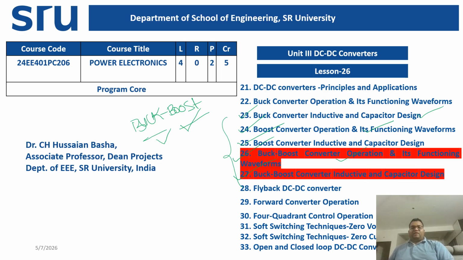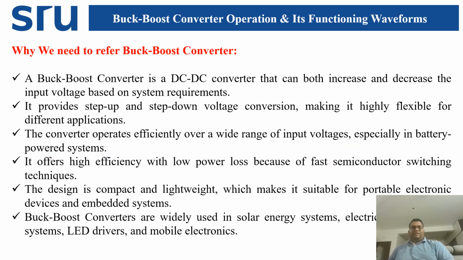Now coming to the waveforms which we will observe here, how we are going to indicate them. First, let us see why we need to refer to the buck boost converter circuit here. Few features of the buck boost converter are indicated over here. First, the buck boost converter is a DC to DC converter that increases or decreases the voltage based on the necessity of the supply. That is the first point, which I already discussed in the previous slide.